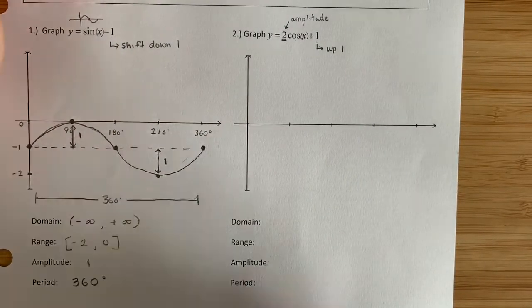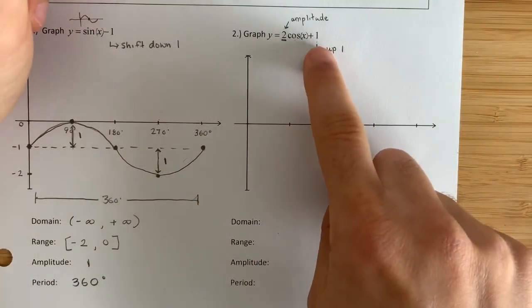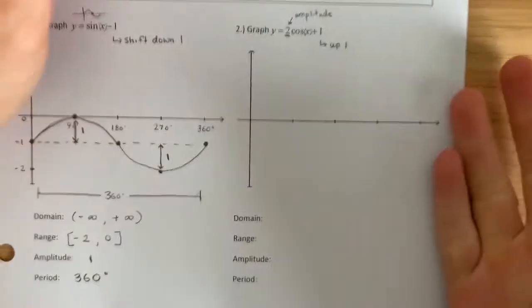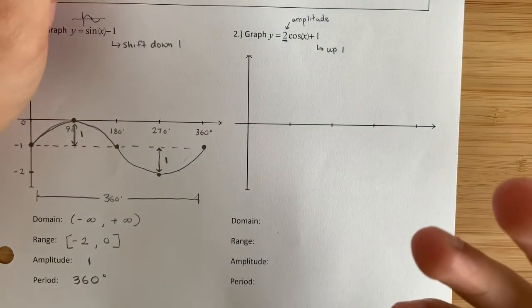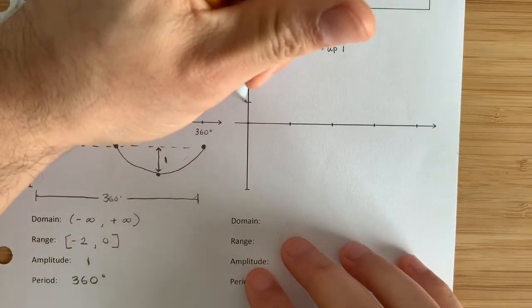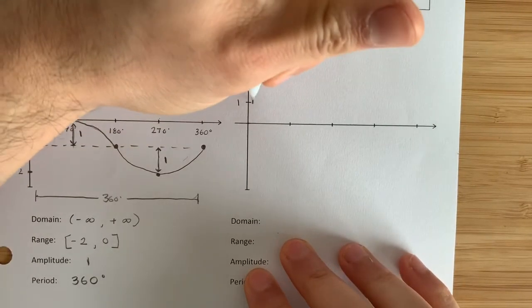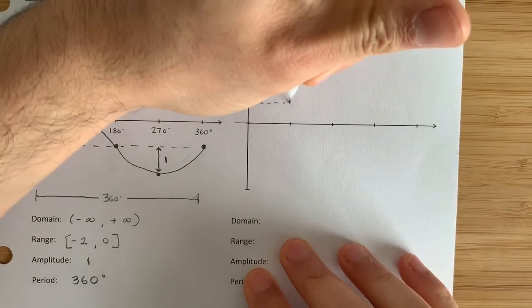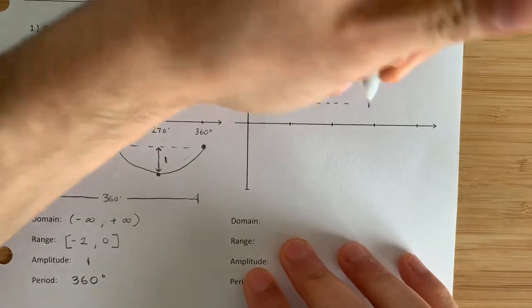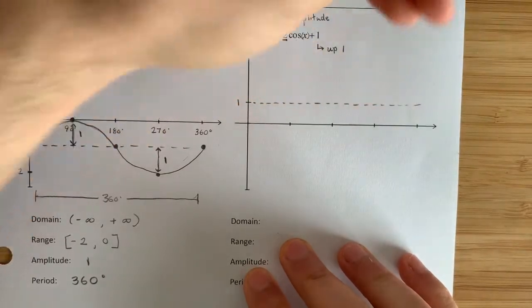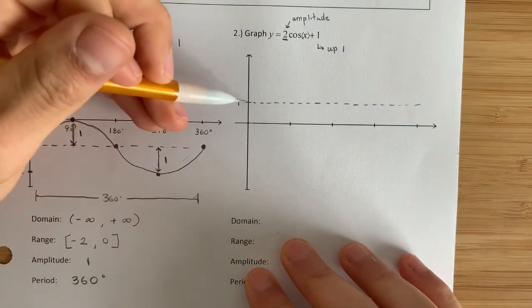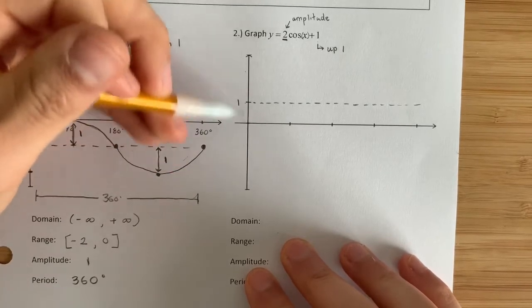So when you graph these, you first want to start with the shift. I know it's the back number, but start with the shift. So go up 1, and then you're going to make a dotted line here just to know that this is the center of the wave. Then we got to label the topmost point and the bottommost point.